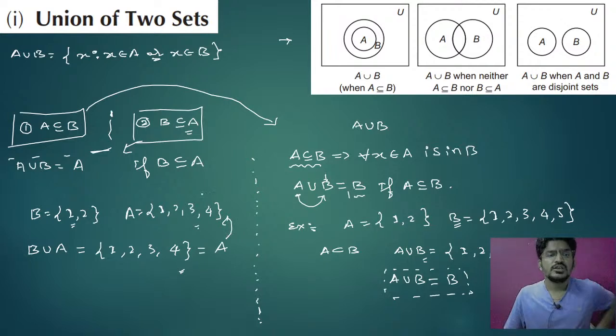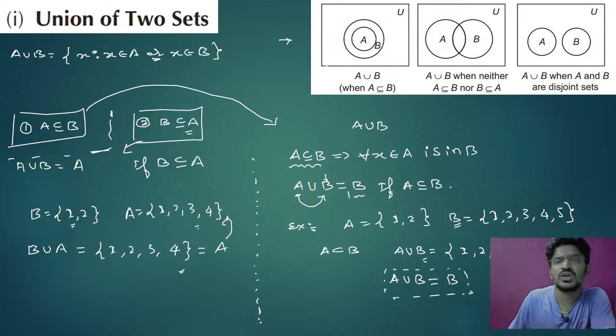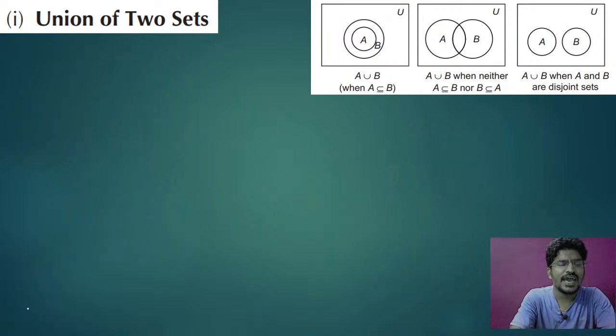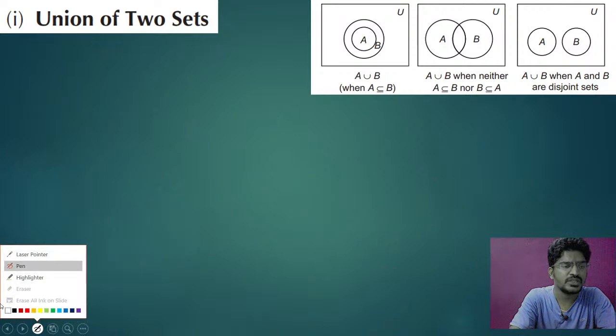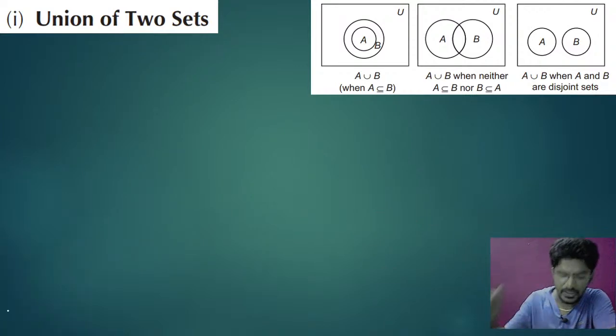Okay. So see the Venn diagram. Already you know the Venn diagram is present here. So let us not worry about that. But you remember this property. Clear? Okay. So now let us go for what happens if A is not a subset of B and B is not a subset of A.